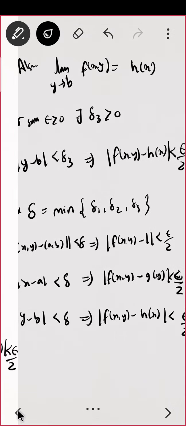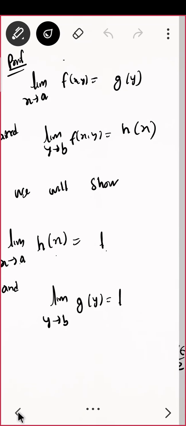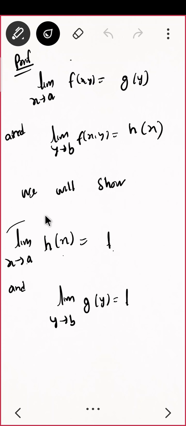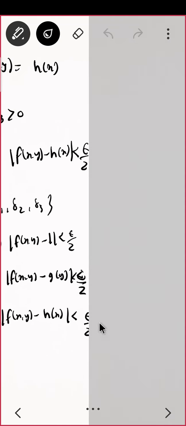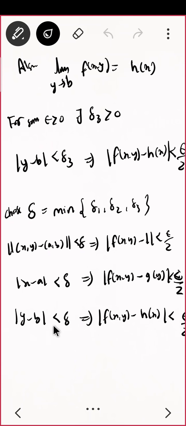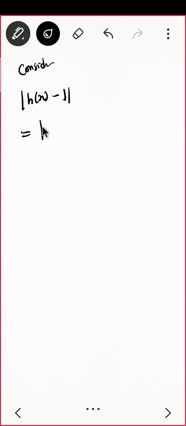Go back again. See, the proof is quite easy. What do you want to prove? You want to prove this. What should you start with? You should consider mod of h of x minus L. What will you do? We have the relation with h of x, but we need f of x y, correct? And f of x y is quite easy. Now I think you can see how to prove it.